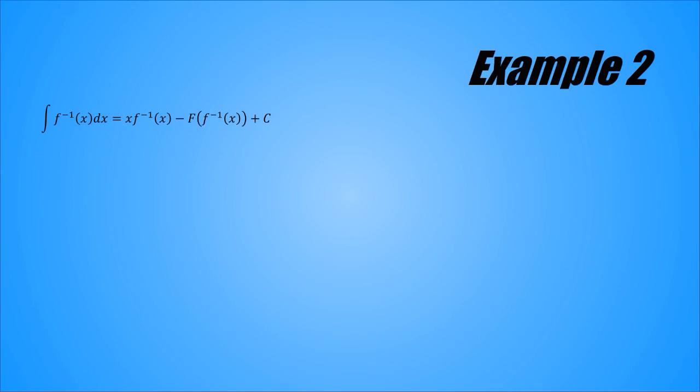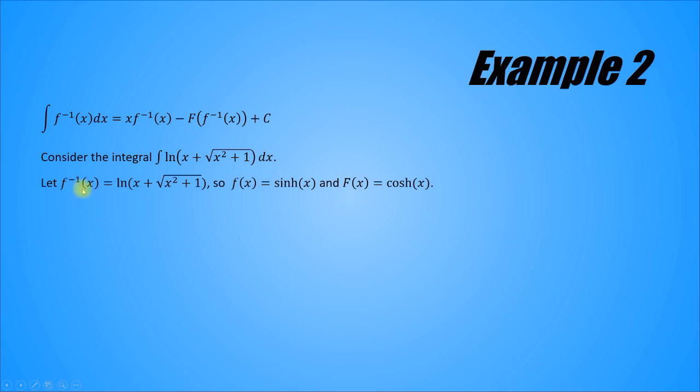So, pitter patter, let's get at her. At the top of the slide here, I have Laisant's formula for reference. And we're going to consider the integral of the natural log of x plus the square root of x squared plus 1 dx. So we'll take f inverse of x in Laisant's formula to be the natural log. So that means that f of x is the hyperbolic sine function, and capital F of x is the hyperbolic cosine function. So let's chuck these into Laisant's formula.